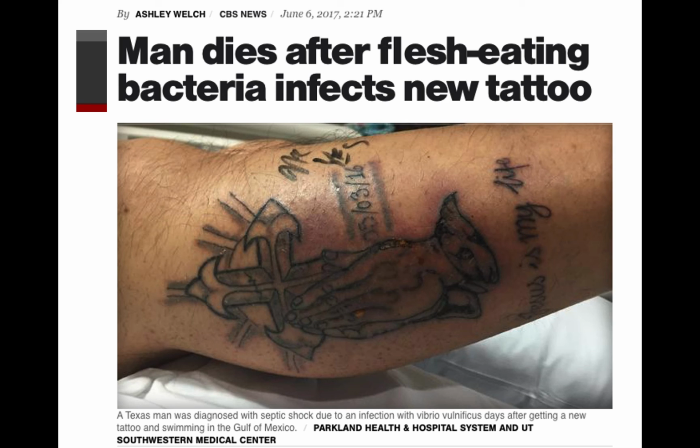So I love the Gulf of Mexico. It's warm. I love Texas. I did my PhD and postdoc there. I'm actually going to Texas in a little bit.